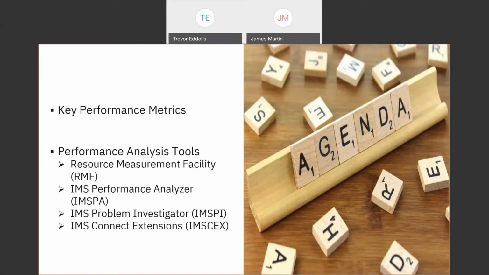I'm going to talk briefly about Resource Measurement Facility and some of the ways that we can look at performance on an overall Z basis using a tool like Resource Measurement Facility, or RMF, as most of you know it. I'm also going to talk about the way we can use IMS Performance Analyzer to look at these various performance metrics in IMS specifically. I will also touch on a couple of other performance tools from IBM, the IMS Problem Investigator and IMS Connect Extensions for those of you using IMS Connect in your enterprises.